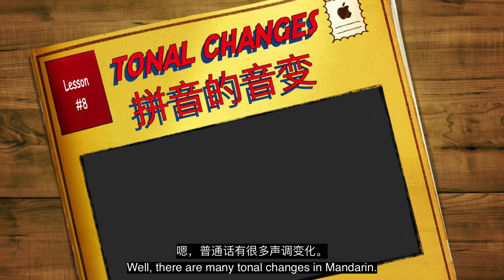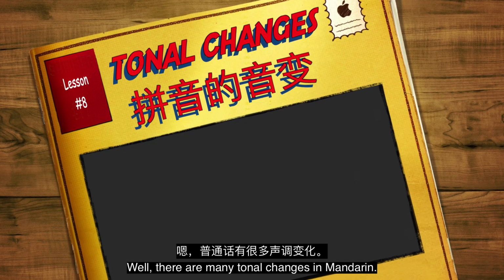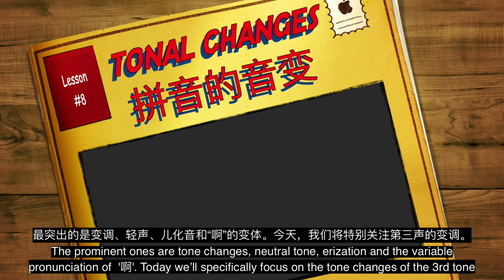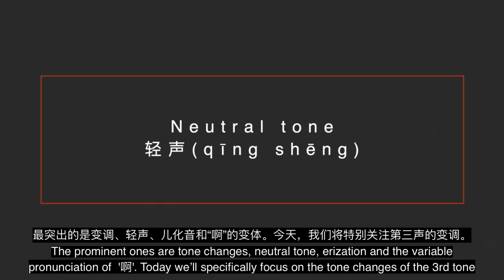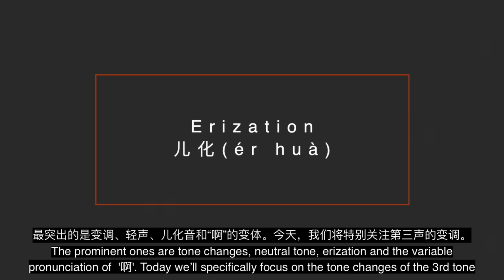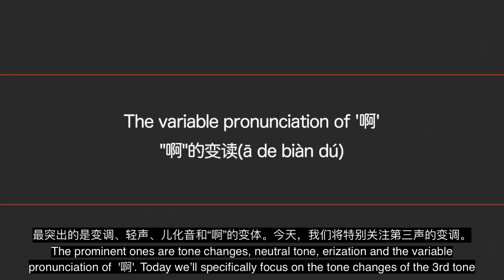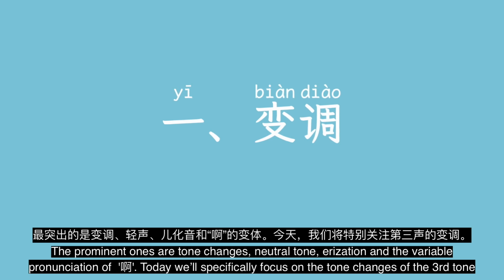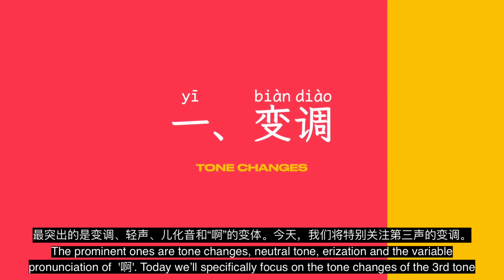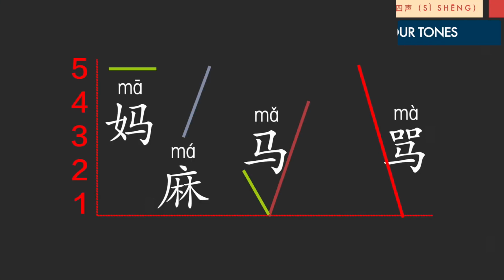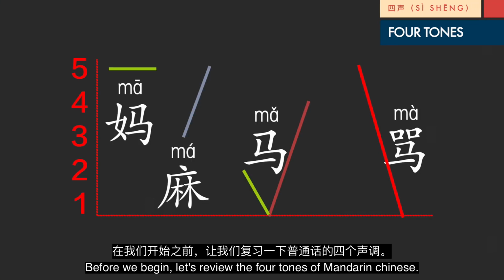Well, there are many tonal changes in Mandarin. The prominent ones are tone change, neutral tones, erhuaization, and variable pronunciation of R. Today, we will specifically focus on the tone change of the third tone. Before we begin, let's review the four tones of Mandarin Chinese.